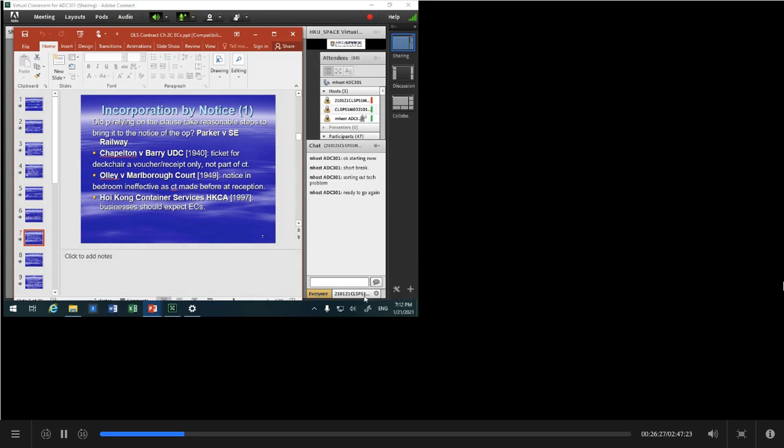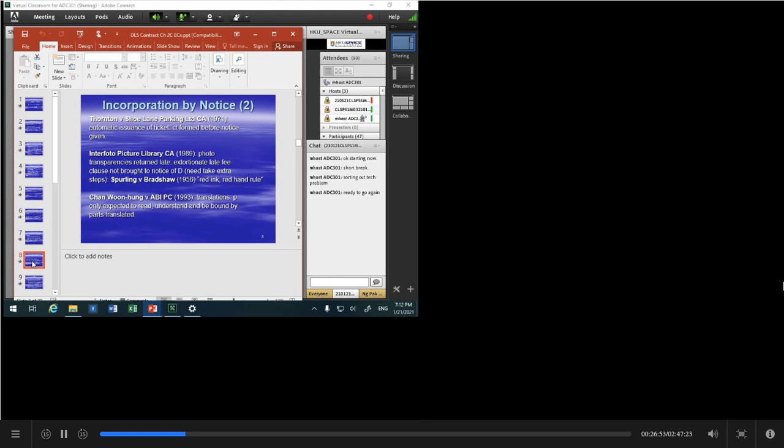The other cases, don't worry about, except perhaps Interfoto Picture Library and Spurling v Bradshaw, which say some exemption clauses are so widely drawn, so onerous in their consequences, that extra steps might have to be taken to bring it to the attention of the other party.